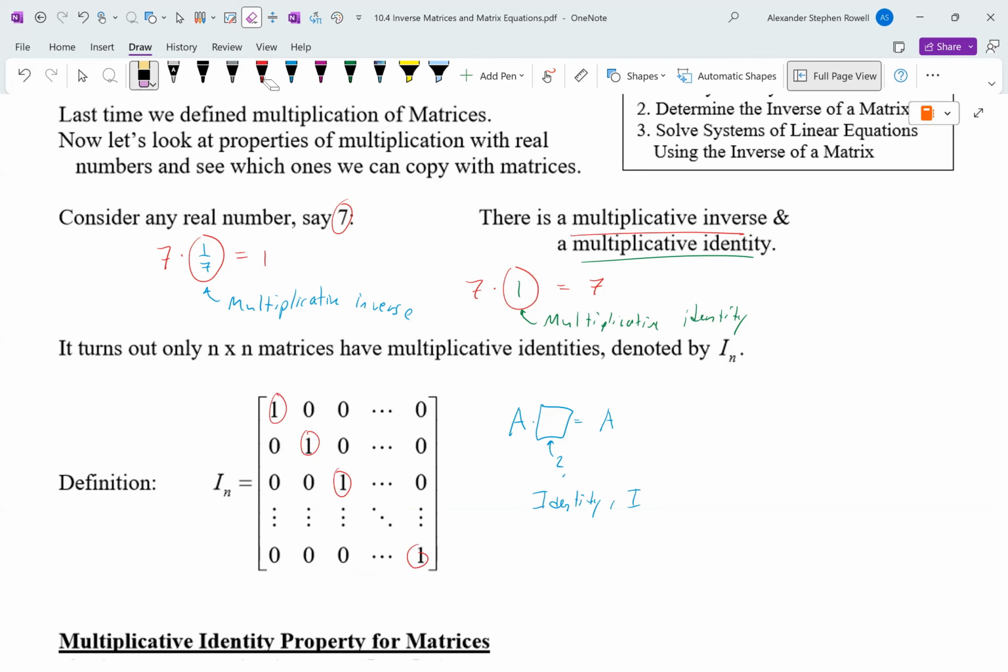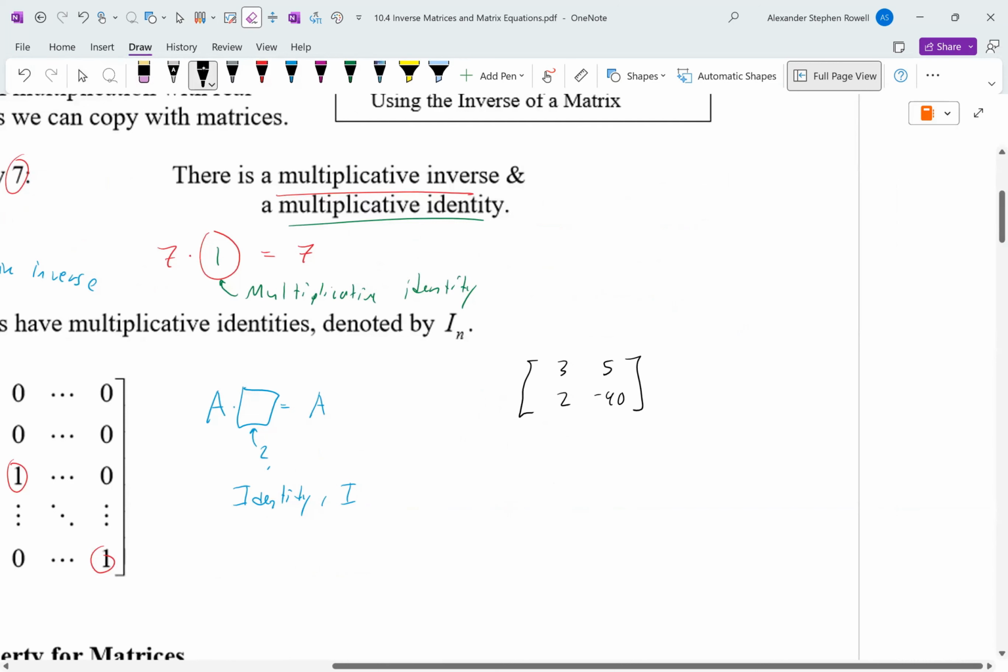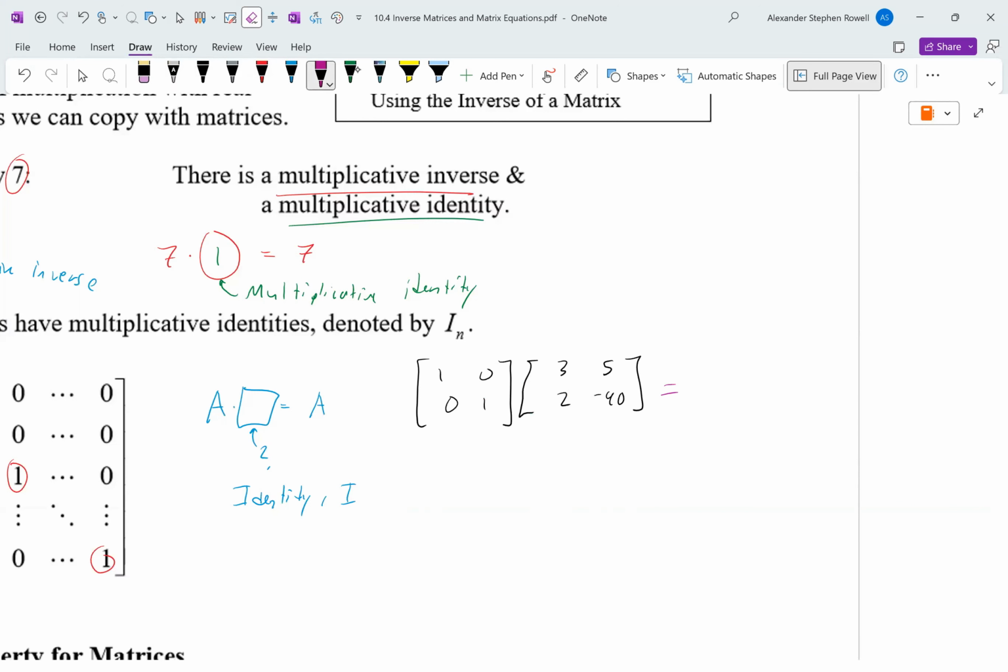Do you believe me? Yeah, what's your favorite number? 3, 5, any other favorite numbers? -40. Okay, what's the identity of a 2x2? It's going to be another 2x2 matrix, 1 down the diagonals. So do you believe if I multiply this, I'll get the same matrix back?